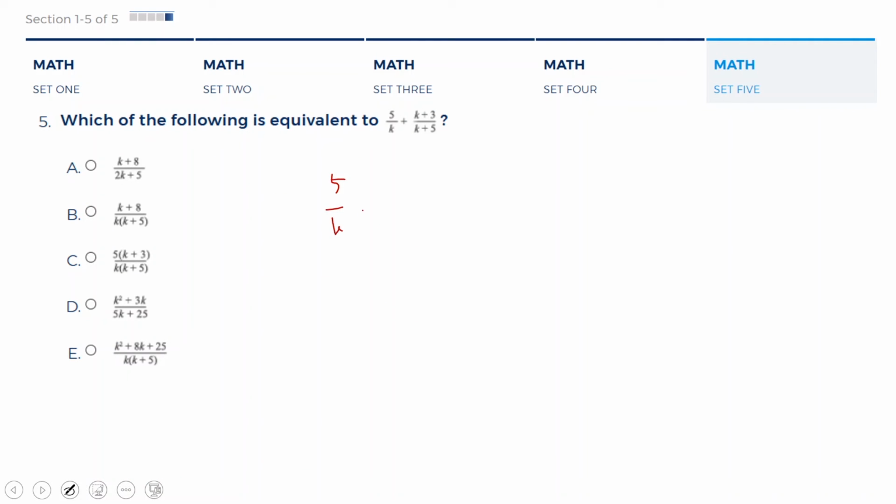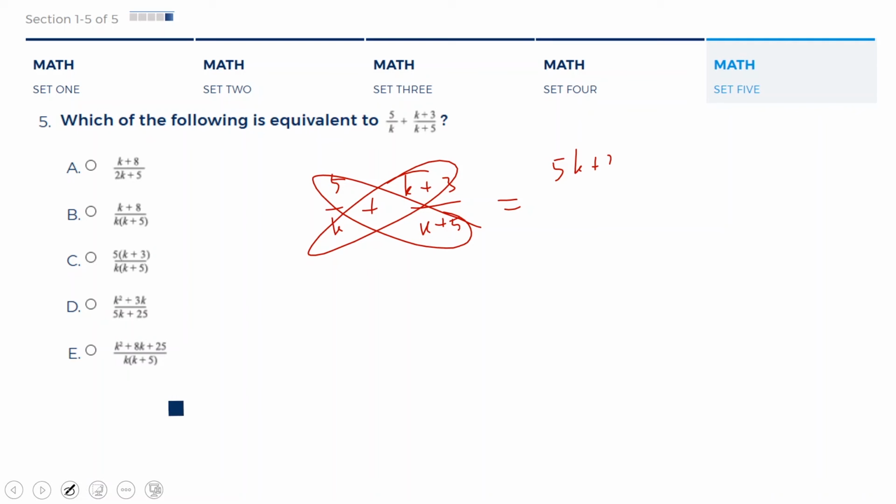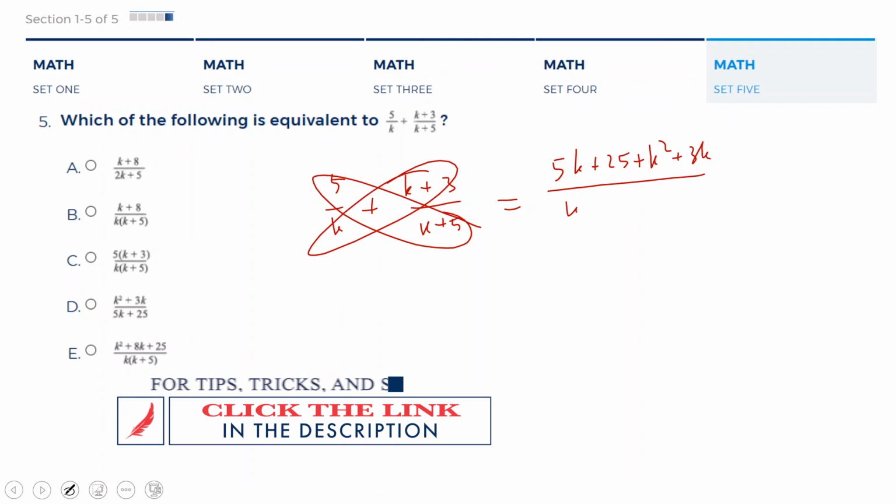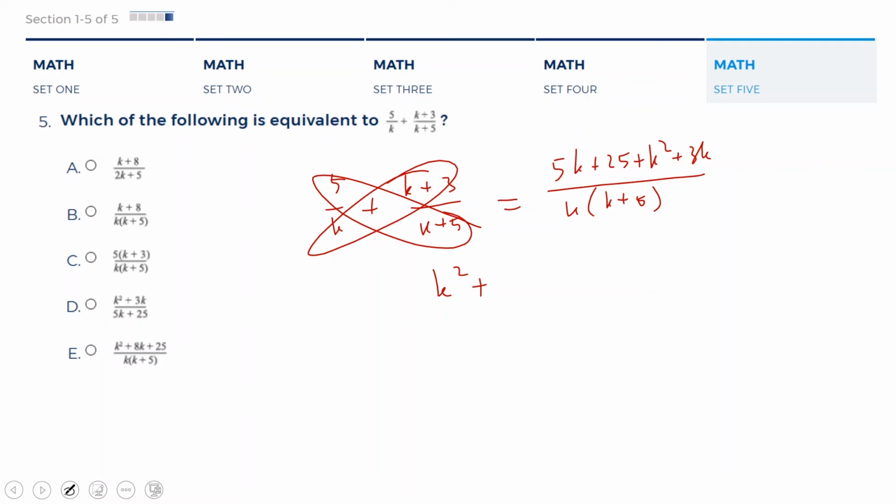5 over k plus 3 over k plus 5. Butterfly method whenever possible. So 5k plus 25 plus k squared plus 3k over k times (k plus 5). Let's combine these similar terms. So k squared plus 8k plus 25 over k times (k plus 5). Which one? It's E.